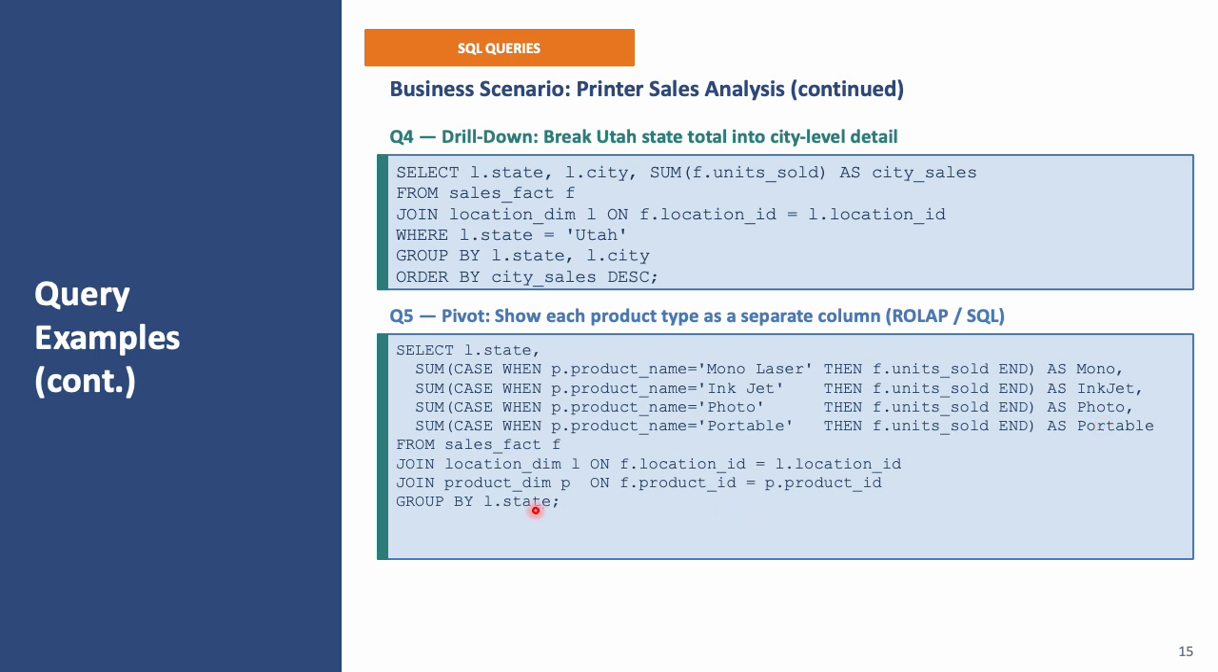The group by. With group by on state, the query produces one output row per state. Within each state row, the 4 case when sums each independently accumulate their respective product totals. The final result is a table with 5 rows, 1 per state, and 4 product columns, 1 per product type. This is the pivot.